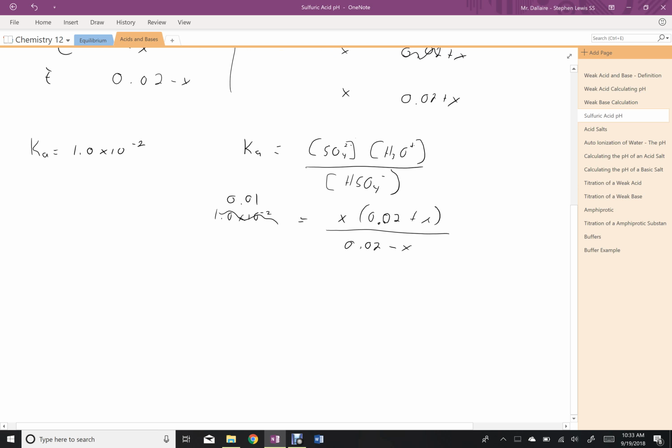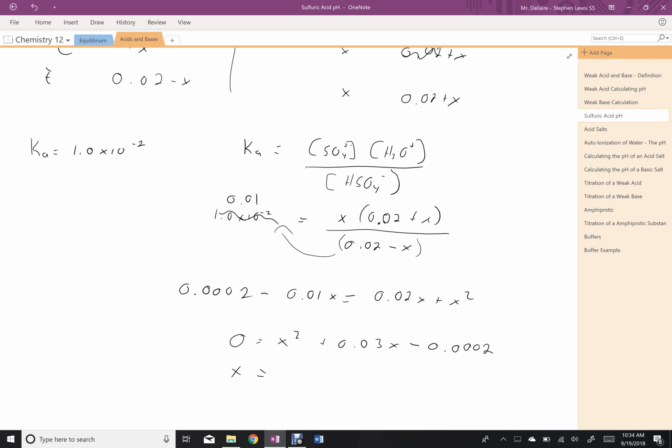So it's going to be a quadratic. I'm going to do a little solving here. 0.0002 when I multiply those together, minus 0.01x when I bring this binomial up to this side, equals 0.02x plus x squared. And now bringing everybody to the right, I'm going to get 0 equals x squared, bringing my leading term up front, plus 0.03x minus 0.0002. Now I'm going to use my calculator to solve this quadratic for me so I don't have to do it myself.